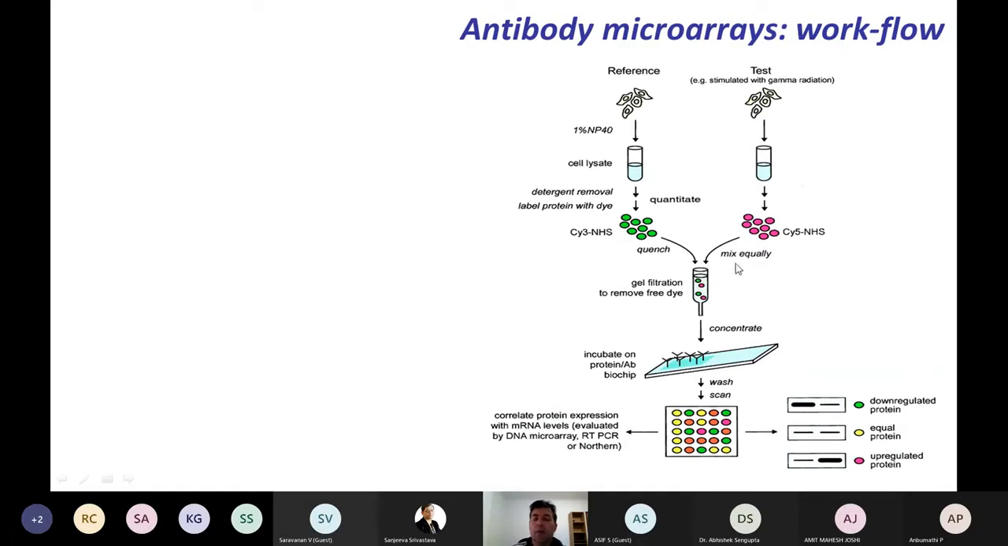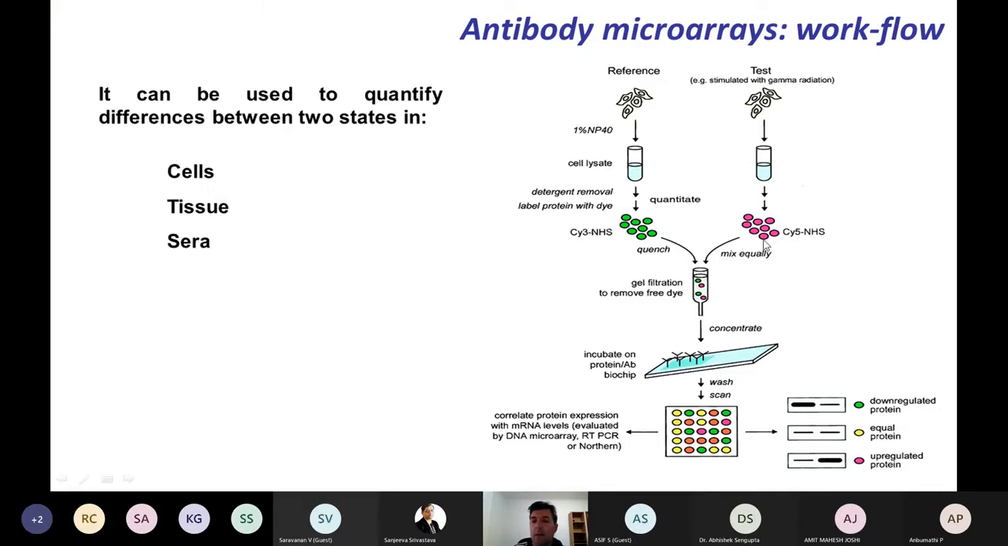After labeling of the proteins, they are mixed equally, gel filtrated to remove any free dye, concentrated, and applied to the surface of the protein microarray, in this case an antibody microarray. So in this case, if we get a green spot after scanning, the protein is down-regulated in the test situation. If it's an equal amount, it will appear in yellow, and if it's upregulated, it will appear in red.